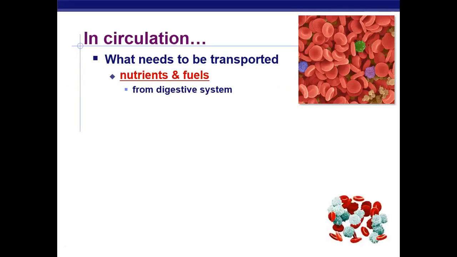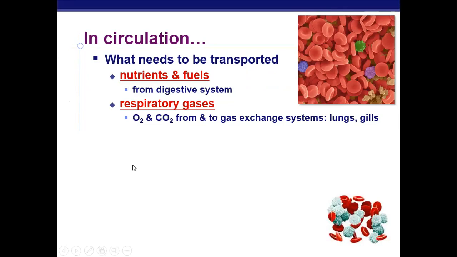Things that need to be transported are nutrients and fuels that are coming from the digestive system, respiratory gases, oxygen and carbon dioxide from gas exchange in the system. So picking up oxygen in the lungs for air breathing organisms, and then dropping the carbon dioxide back off to the lungs to be exhaled. That is a byproduct of cellular respiration, right?